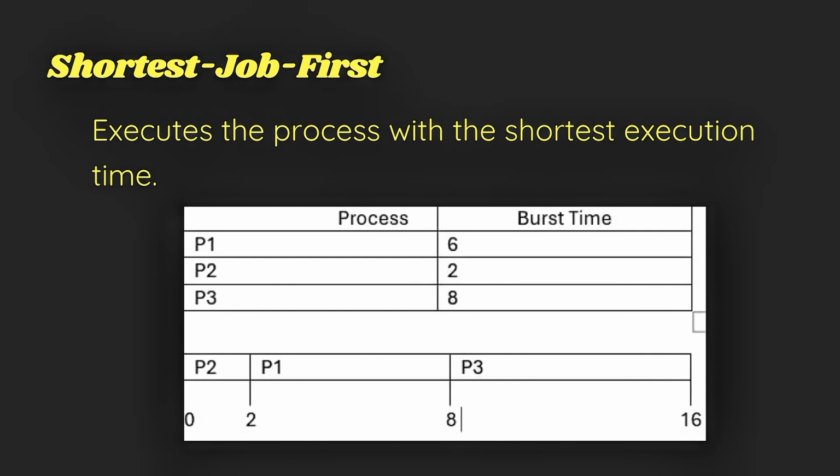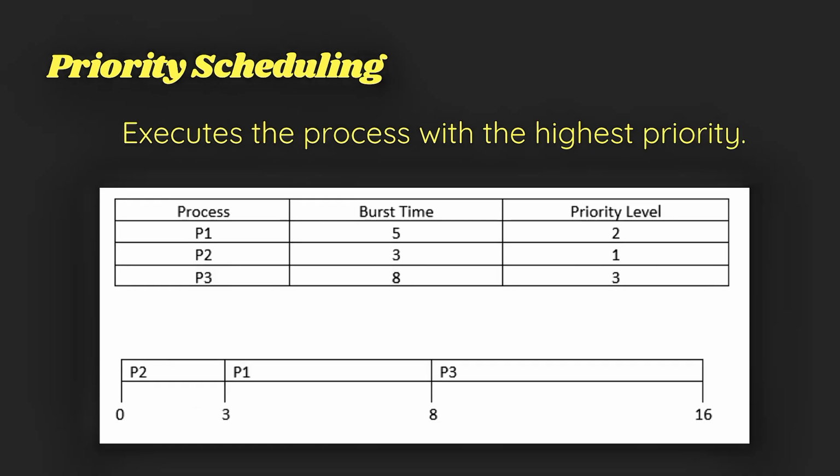Next algorithm is shortest job first. Shortest job first is a scheduling that executes the process with the shortest execution time. It's efficient because it reduces the average waiting time, but it requires knowing how long each process will take, which isn't always possible.